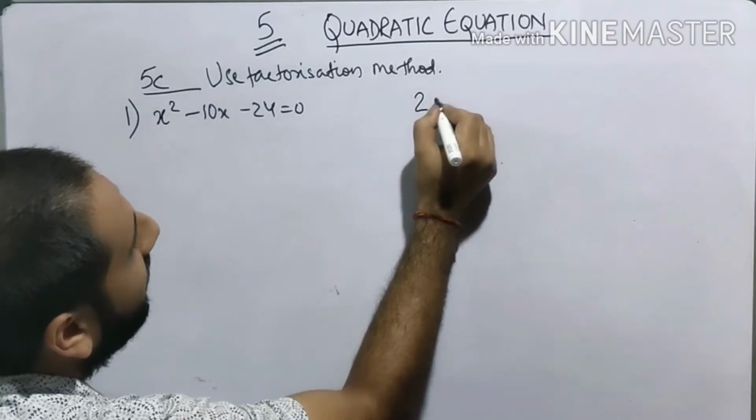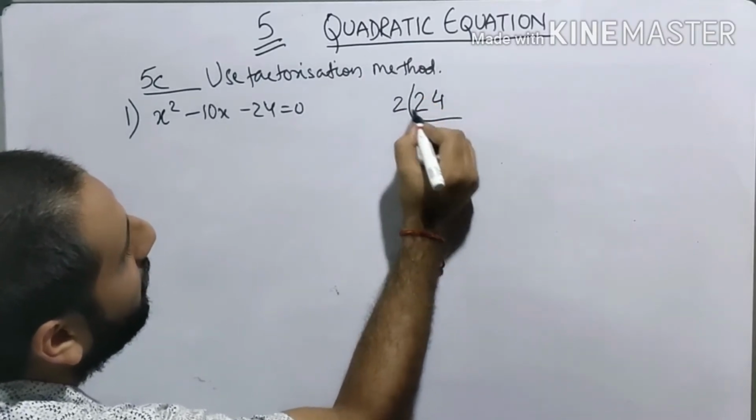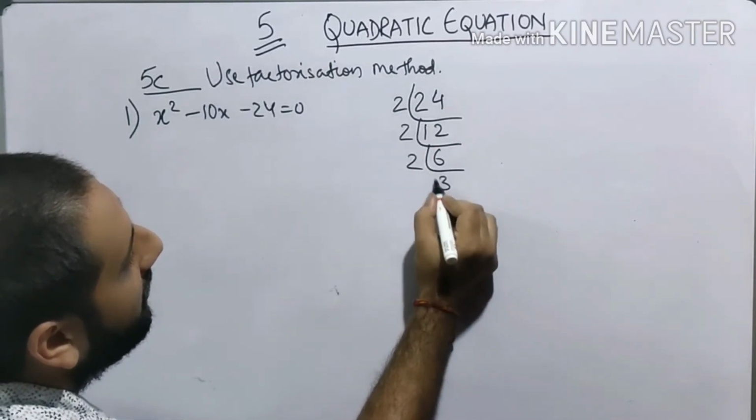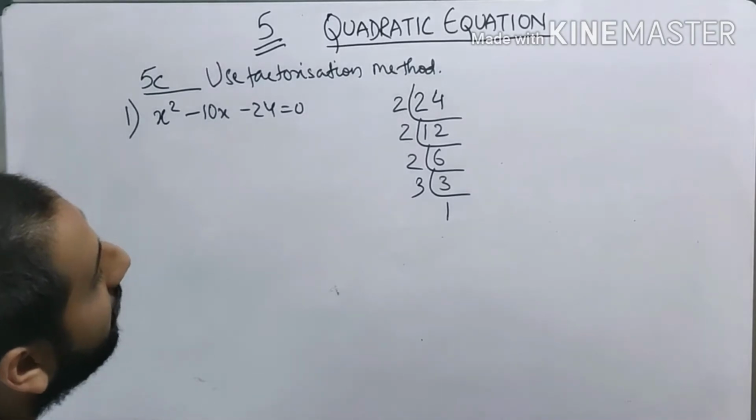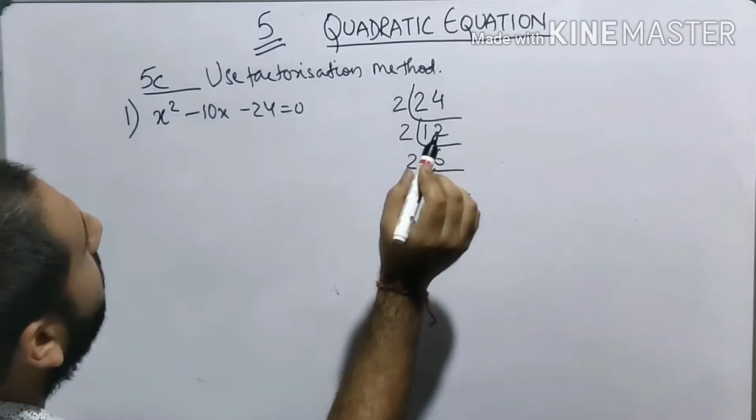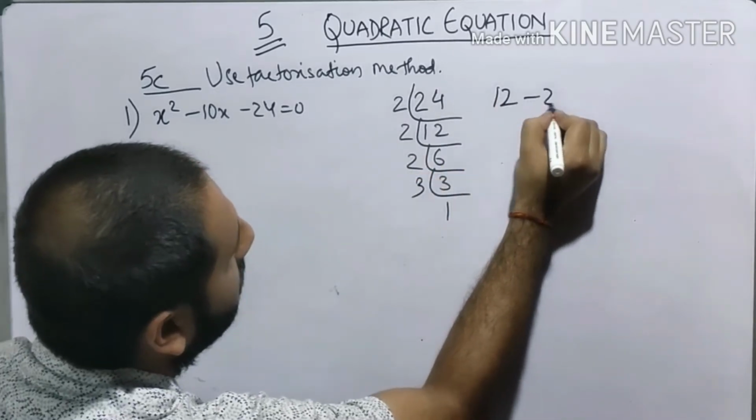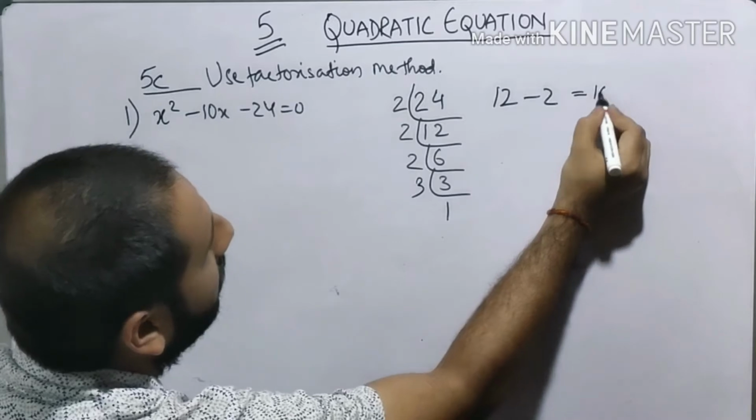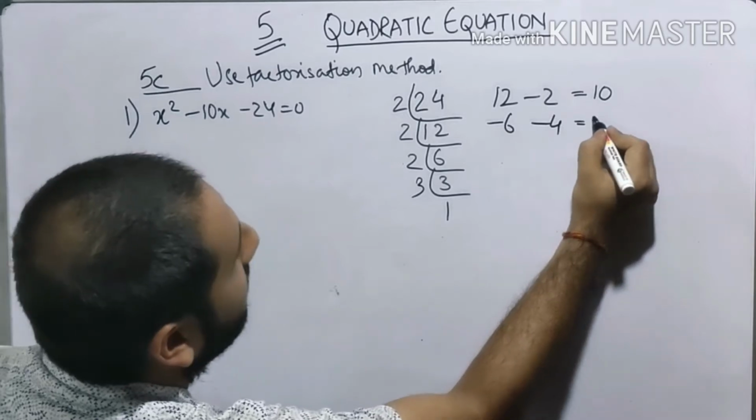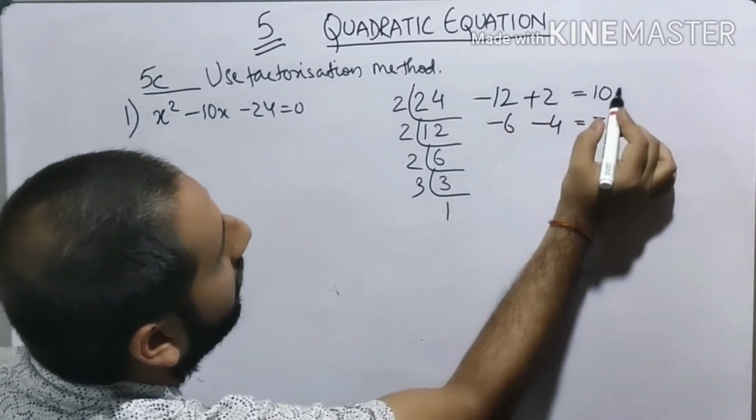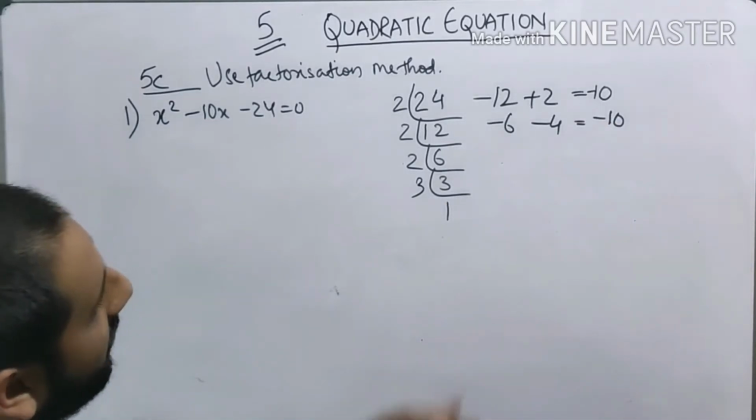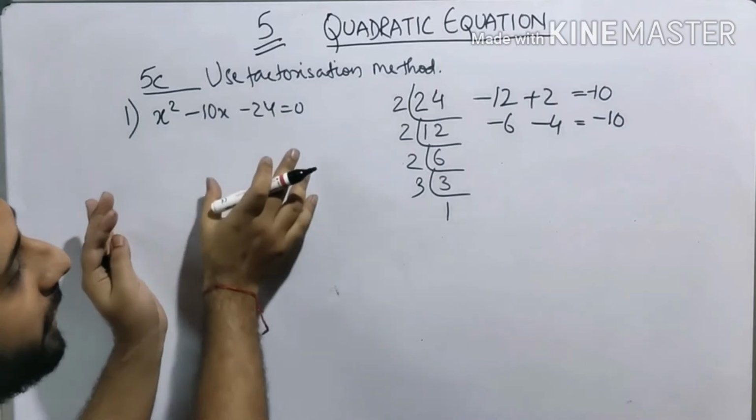Let me first take the factors of 24. 2 12s are 24, 2 6s are 12, 2 3s are 6, 3 1s are 3. So 3 2s are 6, 6 2s are 12, and 12 minus 2 becomes 10. This is possible. Minus 12 plus 2 becomes minus 10. Or you can take minus 6 minus 4, which is minus 10. Let us see whichever satisfies the equation, and we'll take that.